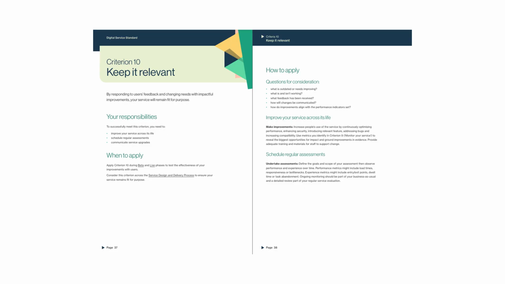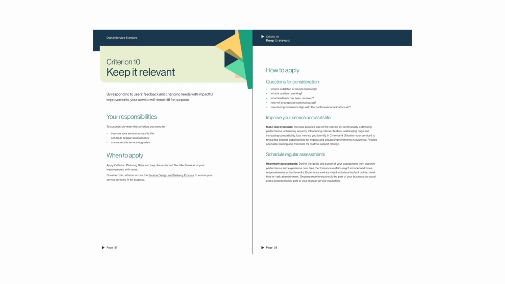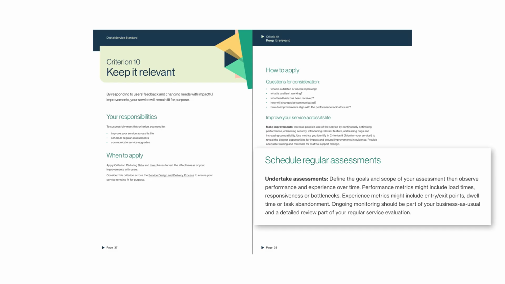And criteria 10, keep it relevant. Continuously optimize the service and increase its compatibility. Accessibility is never done. Schedule regular assessments and make sure new features don't impact existing accessibility. It only takes one poorly implemented chatbot to undermine the accessibility of your service.